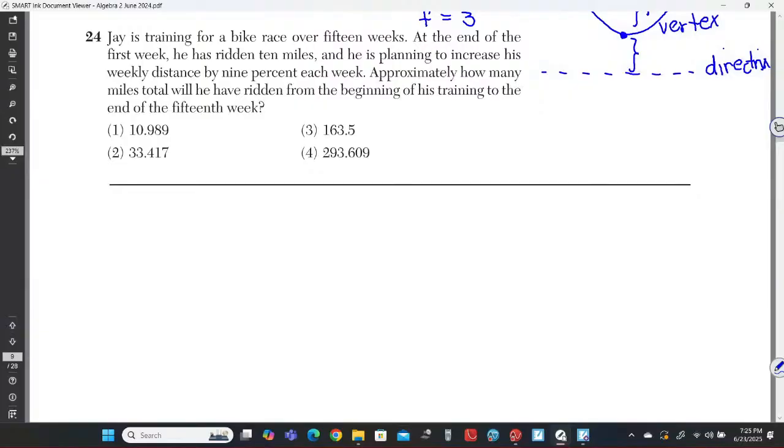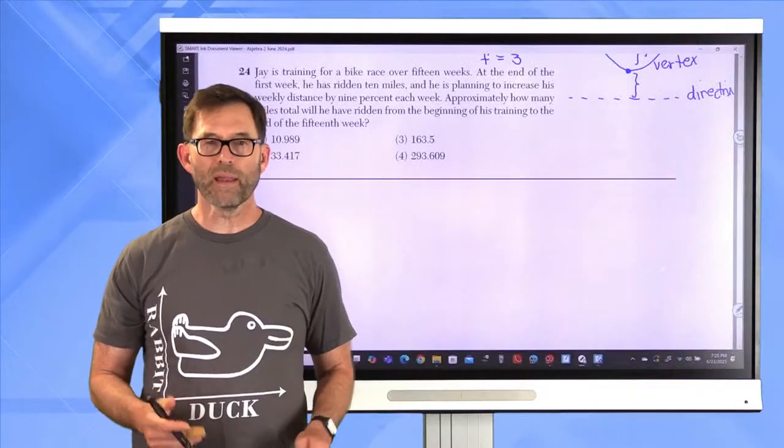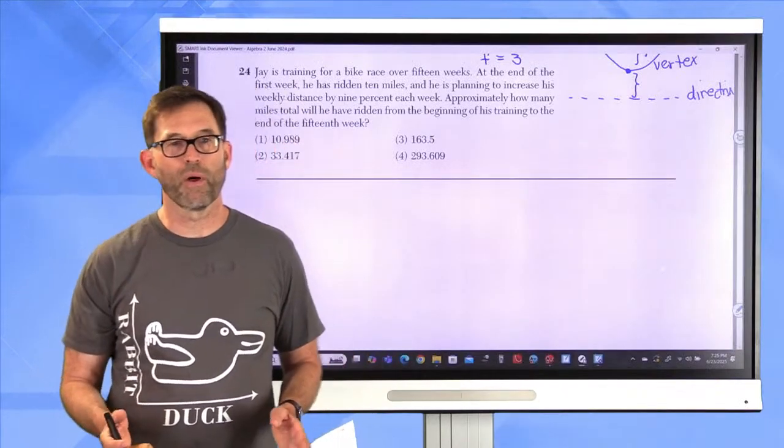Jay is training for a bike race over 15 weeks. At the end of the first week, he has ridden 10 miles, and he is planning to increase his weekly distance by 9% each week. Approximately how many total miles will he have ridden from the beginning of his training to the end of the 15th week? Well, what I like to do in problems like this, and what I will always encourage you to do, is to start by just writing out how far he's gone.